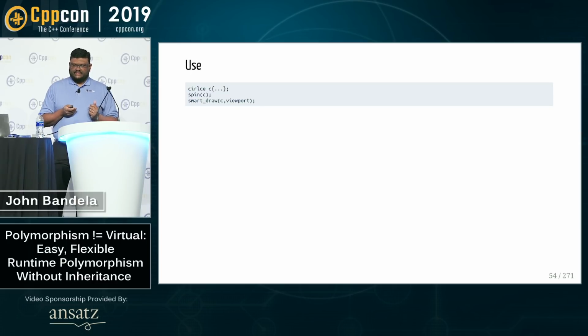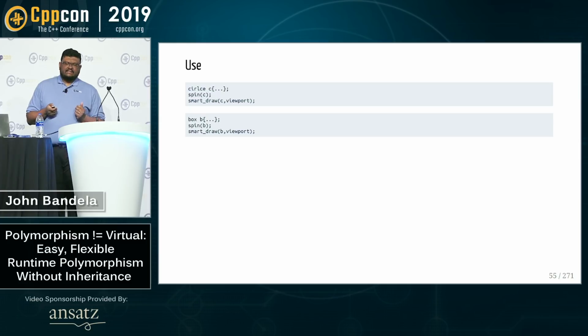Right, so how do I use this? I can create a circle, spin it, and smart draw it. I can create a box. I can spin the box, and I can draw it. And it works.